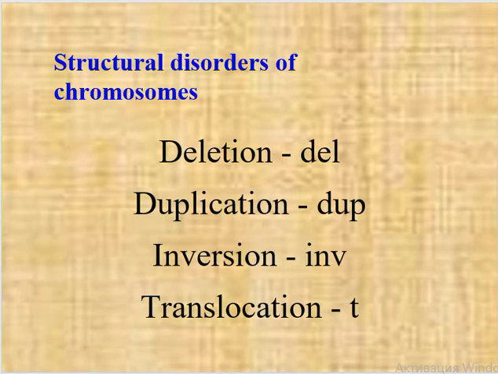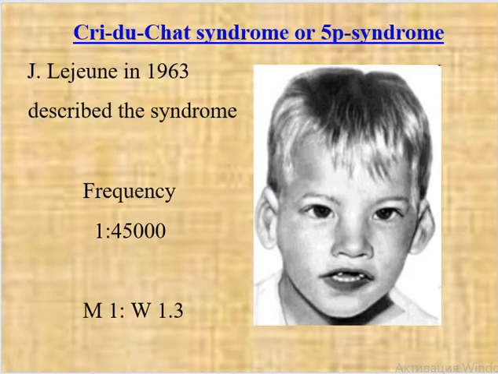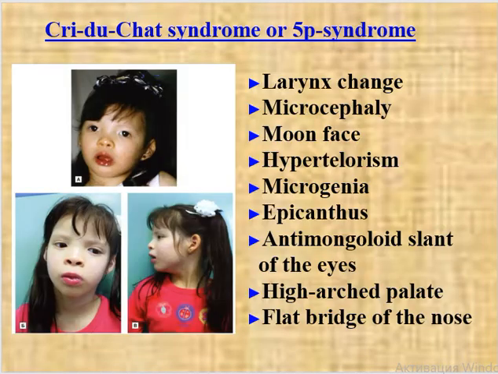Structural disorders of chromosomes: deletion, duplication, inversion, and translocation. Cri-du-chat syndrome, or 5p syndrome. Lejeune and colleagues described the syndrome in 1963. Its frequency is 1 in 45,000. Features: larynx change, microcephaly, moon face, hypertelorism, micrognathia, epicanthus, antimongoloid slant of the eyes, high arched palate, flat bridge of the nose.